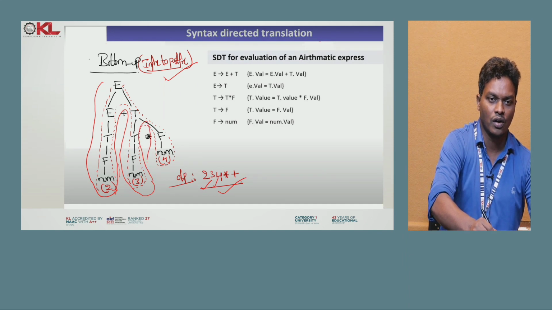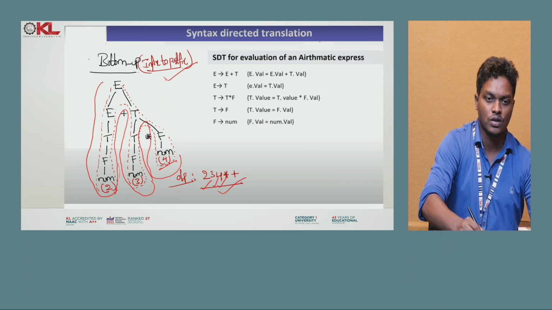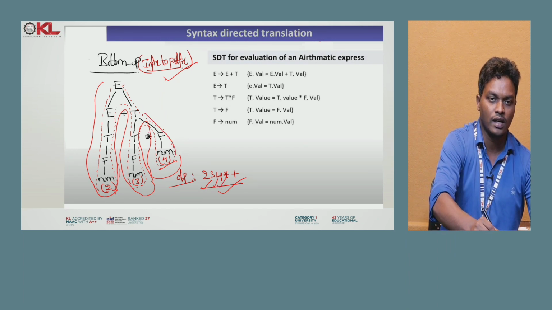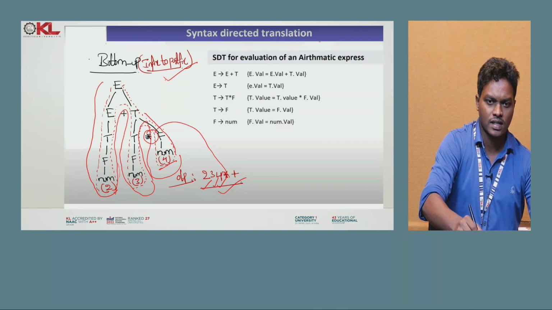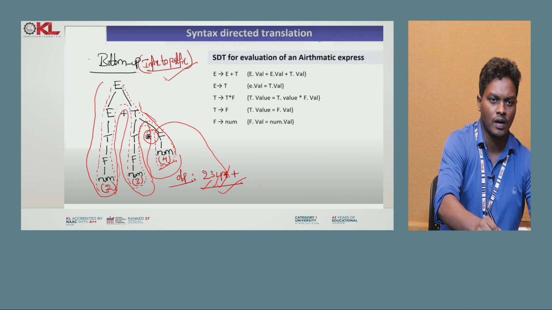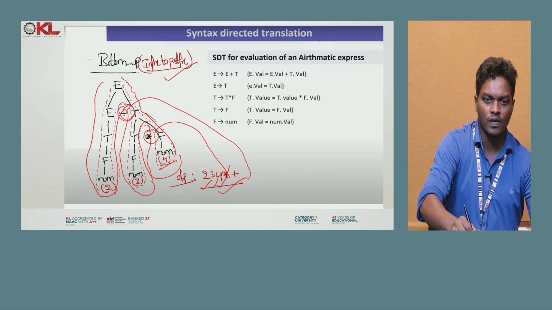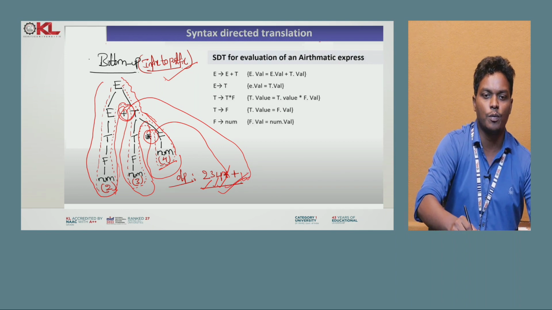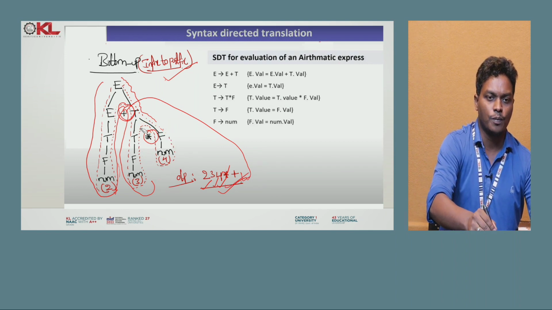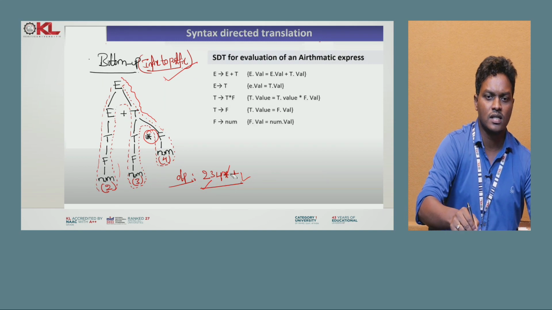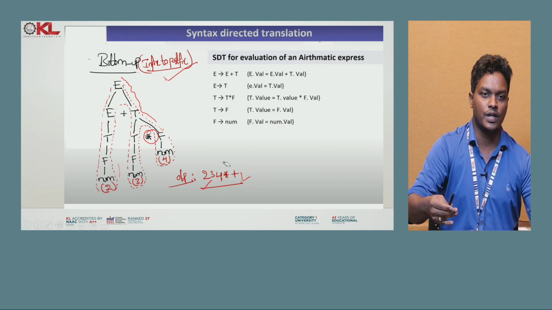Next, if we go on like this, 4 we have encountered, so 4 we have written. Similarly, if we go here, next the first star operator is there, star we have written. Next, if you go on like this, then finally we will encounter this plus. We will find this plus and finally we will write this plus operator. So this is our output for the infix to postfix notation.